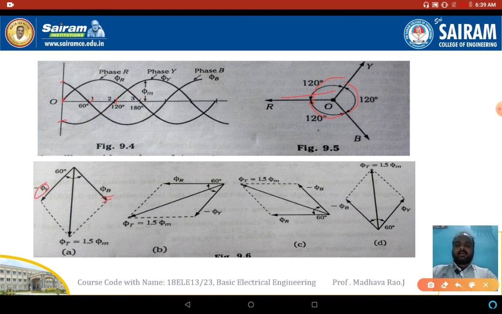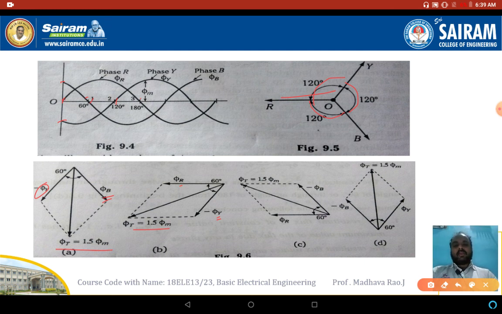We need to find out the total flux inside the three-phase induction motor. Phi T is equal to 1.5 into phi m. Similarly at angle equal to 60 degrees, phi B is 0, phi R is positive and phi Y is negative. We calculate the resultant, the total flux inside the induction motor, and here also we get 1.5 into phi m.